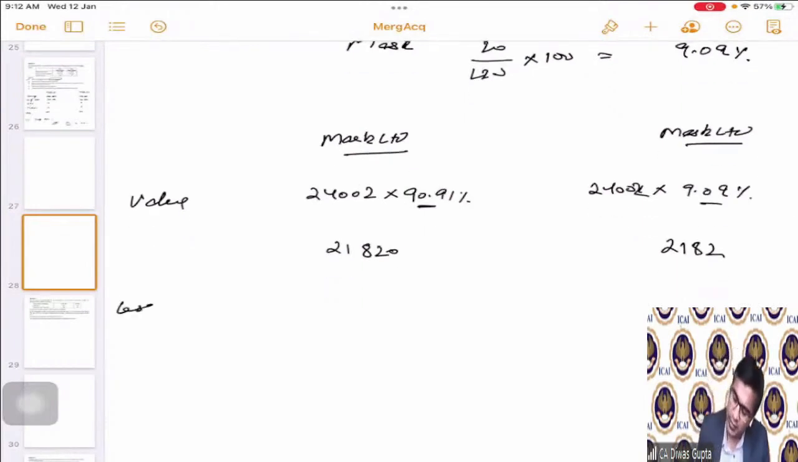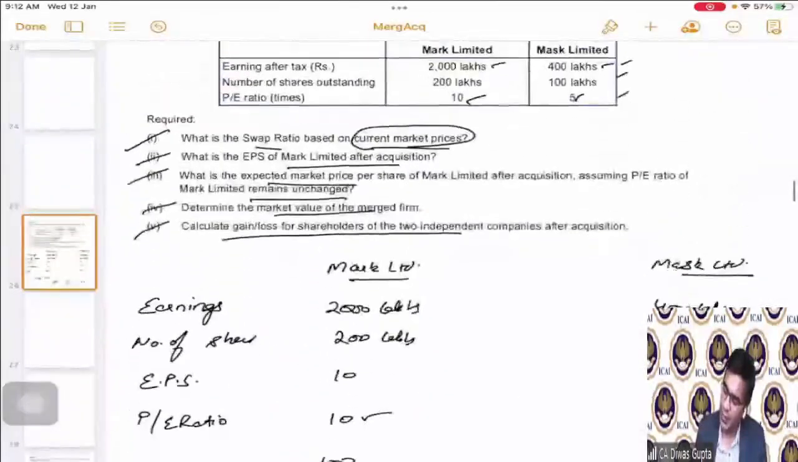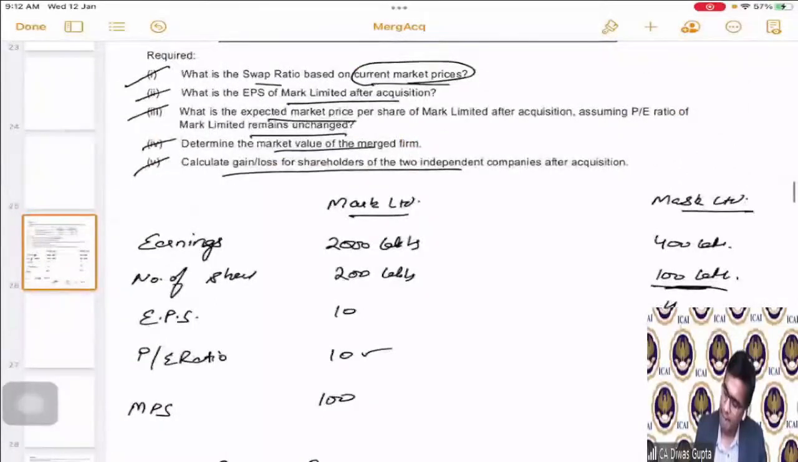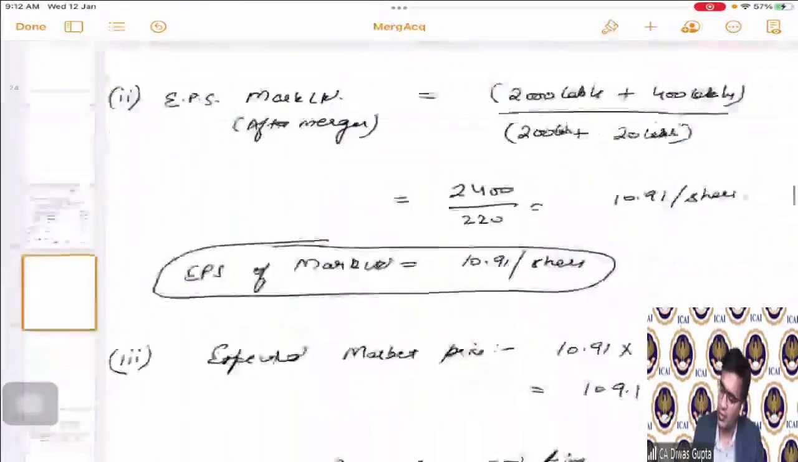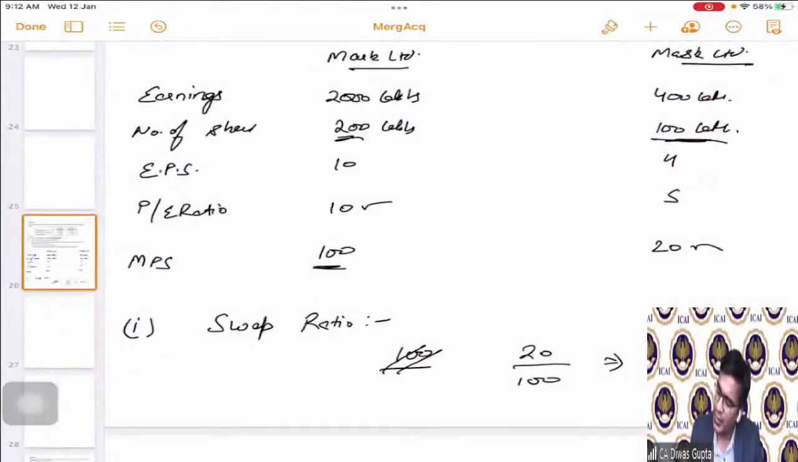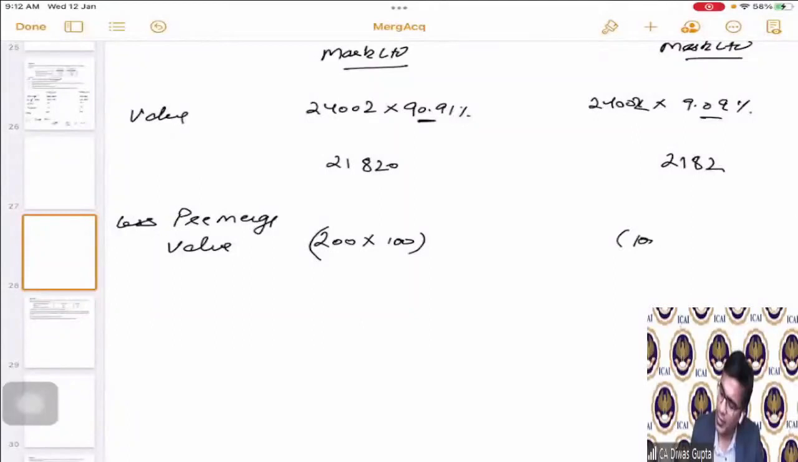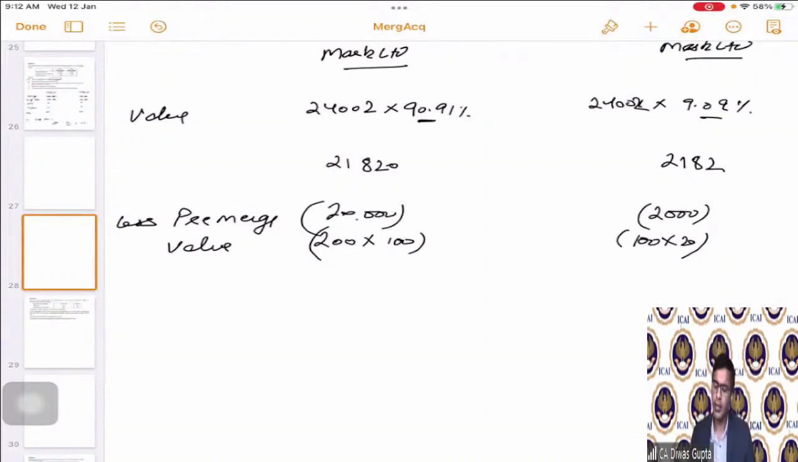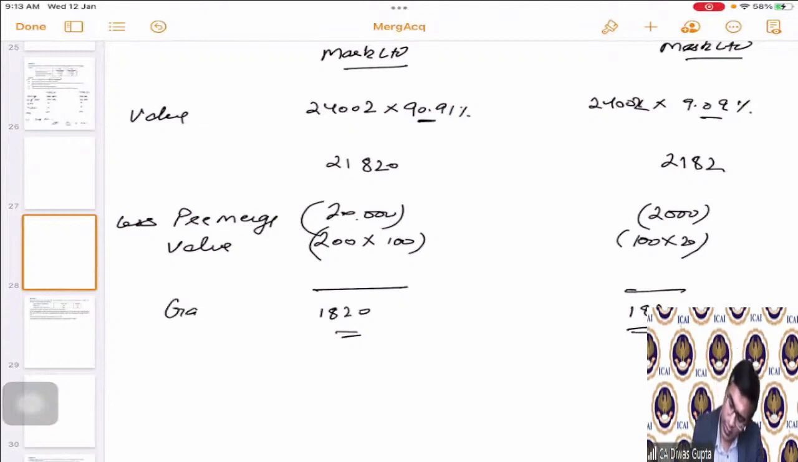And we can reduce the pre-merger value. What was the pre-merger value of the acquiring company? Market price is 100. Number of shares was 200 lakhs. So that means 20,000 was the pre-merger value, correct? 200 multiplied by 100. Similarly, here it was how much? Market price is 20. Number of shares were 100 lakhs. So it is 100 multiplied by 20, 2,000 here and 20,000 here. So 1,820 is the gain coming out to be here, and 182 is the gain coming out to be here.